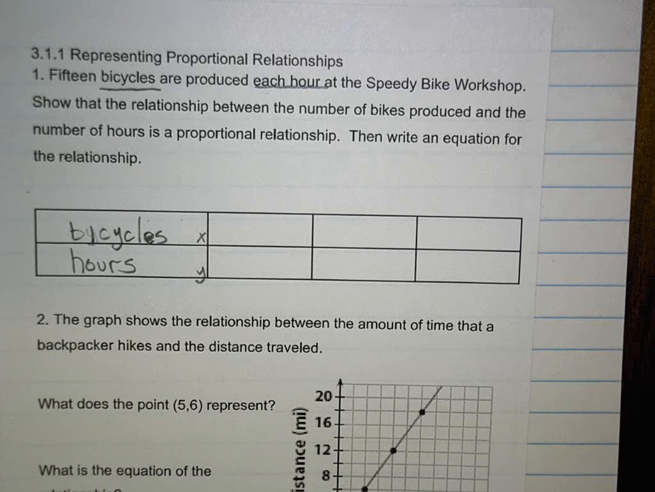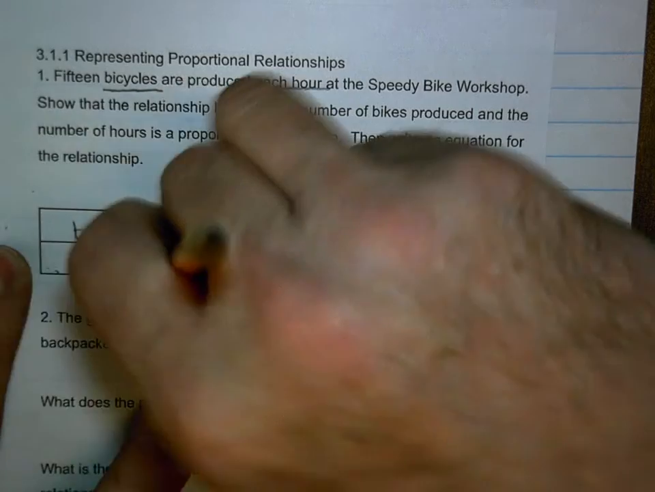So, actually, I wrote them upside down. So bicycle is Y.